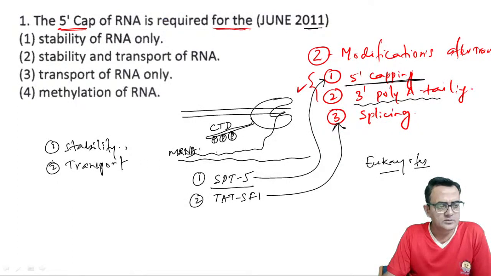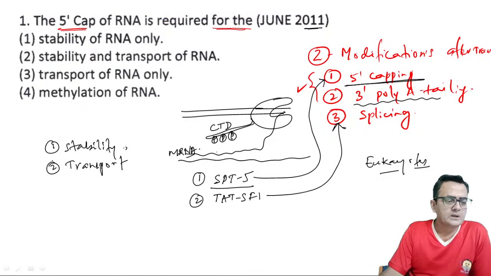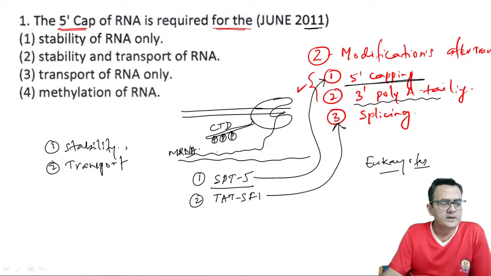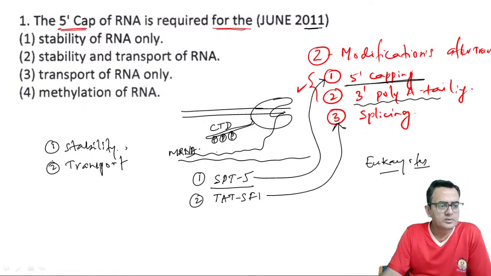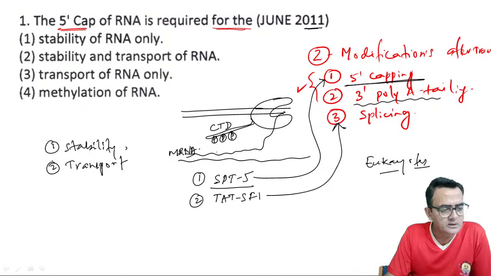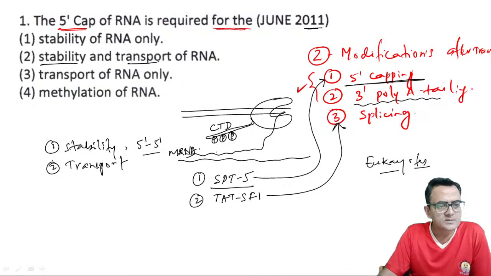What happens actually in 5' capping is they form a very unique kind of integration of a methylated guanosine residue, which has an unusual 5' phosphodiester bond. We'll discuss this in the next slide. So here the answer would be the stability as well as the transport of the mRNA. So this would be the correct answer.